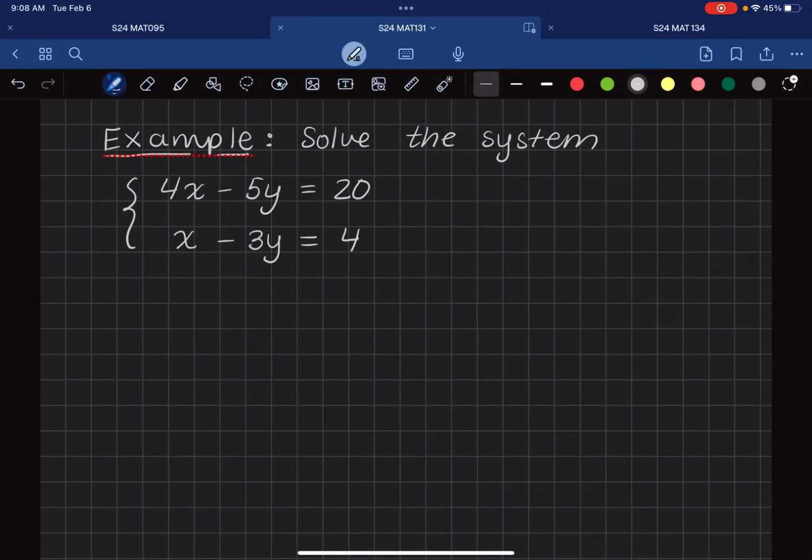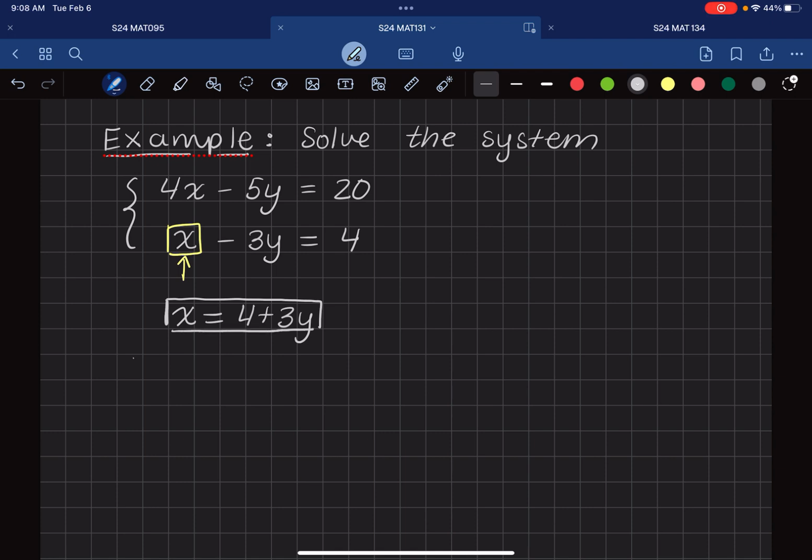We're going to solve this system of equations using the method of substitution. So we're going to pick one of these equations and solve for one of the variables. I think the obvious choice would be to solve for this x in the second equation, since we won't really end up with any fractions. So we end up getting that x is equal to 4 plus 3y. And this is going to be what we substitute into the first equation.